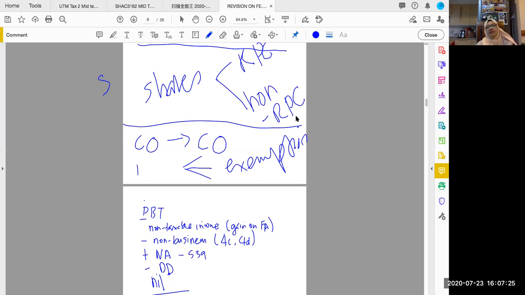In terms of the administration for RPGT, both the disposer and acquirer are required to submit an RPGT form. We call it CKHT1 and CKHT2. What does CKHT stand for? Anyone? CKHT is the Malay term, Cukai Hasil Tanah.